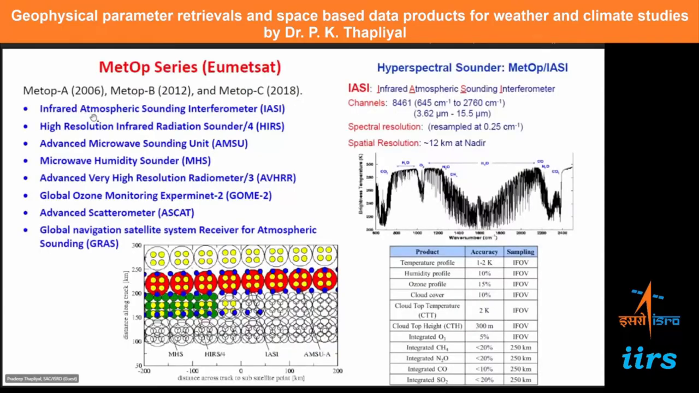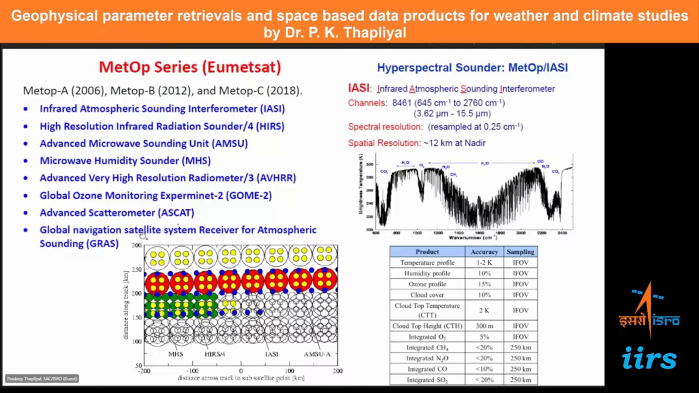So here you have the infrared atmospheric sounding interferometer, IASI, which has about 8400 channels. I showed you in one of the slides that the profile retrieved from a hyperspectral sounder is very good. For temperature, it can give you about 0.5 to 1K accuracy, and for humidity, about 10 to 15% accuracy, as compared to other broadband sounders. Then this has a microwave humidity sounder, advanced imager, and others. This is the scatterometer.